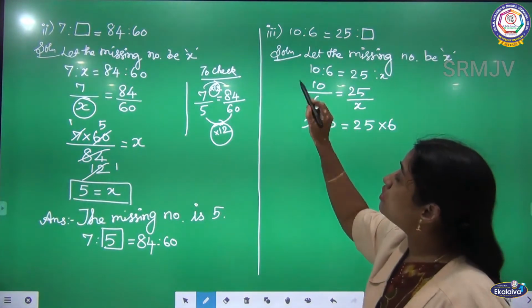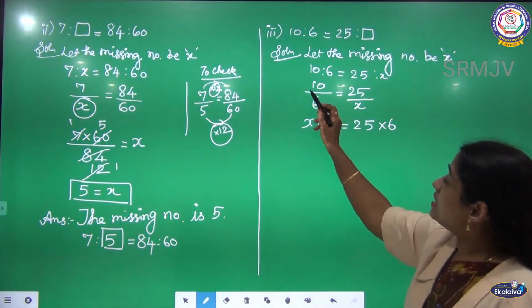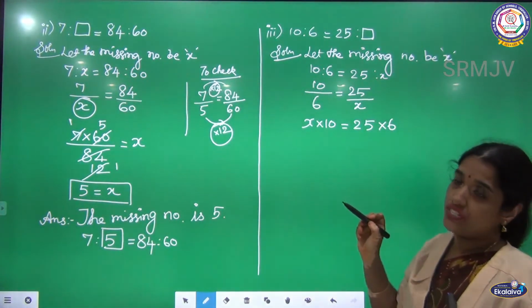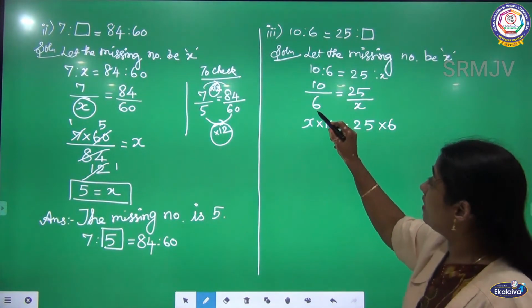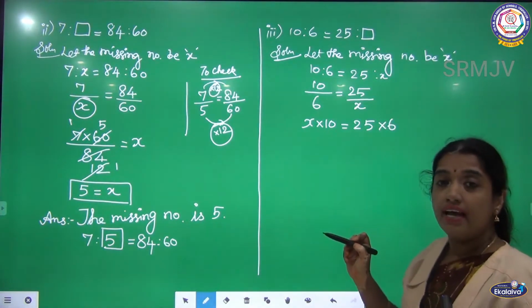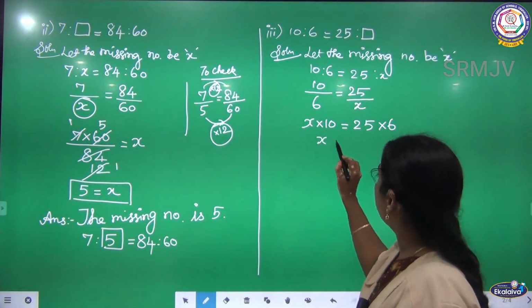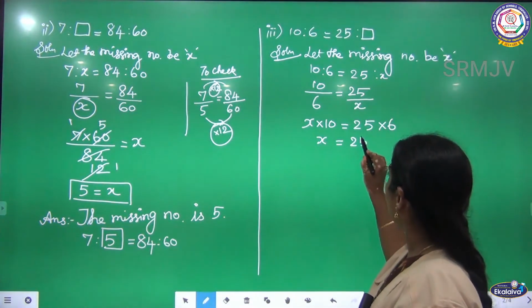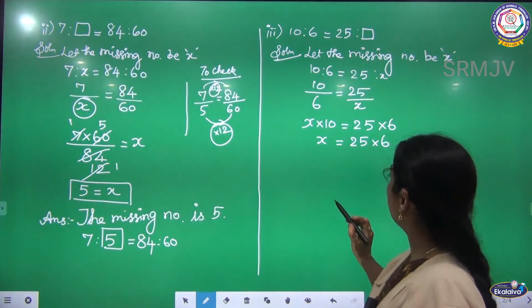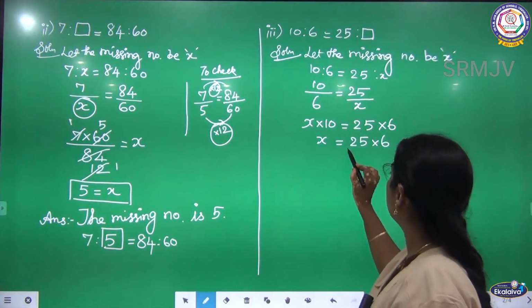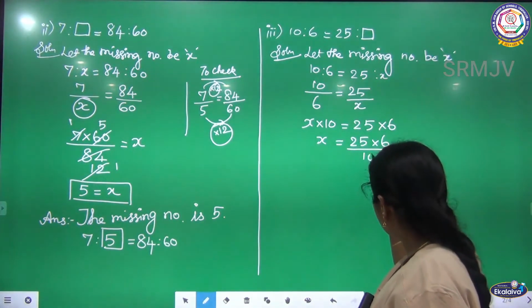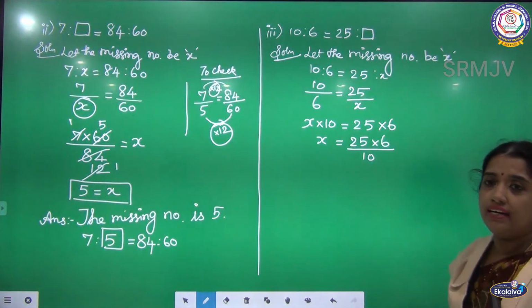Division, when it goes to the equal to that side, it becomes what? Multiplication. Same thing, the 6 division, when it comes to the equal to that side, it becomes what? Multiplication. Now I am going to find out the X value. So X is equal to 25 into 6. What is there in that multiplication? So it becomes what? Division 10.